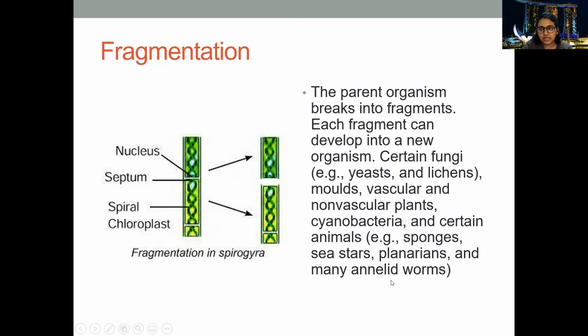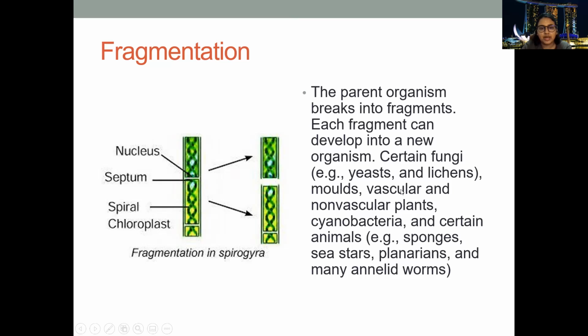Annelid means, you know, right? Yes, ma'am. Examples of annelids: earthworms and leeches. Yes, correct. These kinds of animals show fragmentation. Sometimes they propagate or reproduce by the fragmentation process, increasing their number.